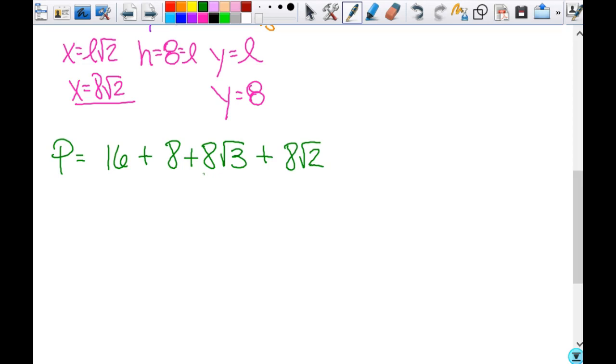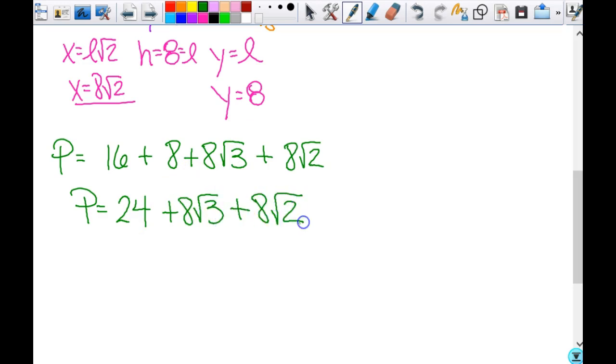So then I combine my like terms. Can I add the 16, the 8, the 8, and the 8? No. I can add those two. That gives me what? 24. Can I add this to anything? No. Plus 8 square root of 3 plus 8 square root of 2. And is that as much as I can combine? Yes.